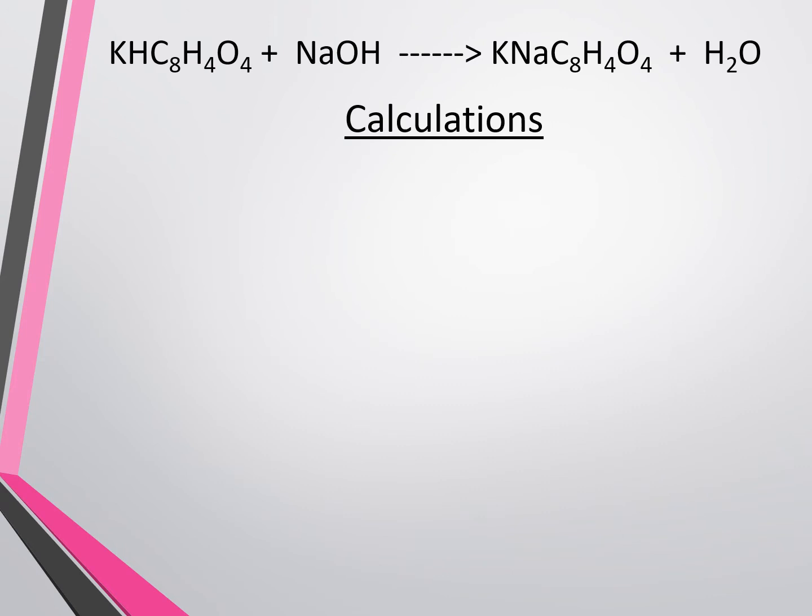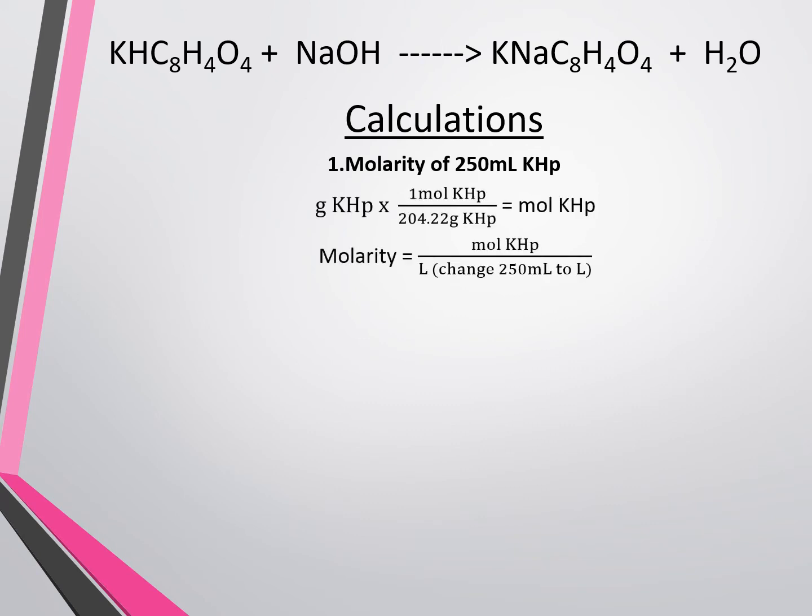So our calculations for this lab, first we'll find the molarity of our KHP solution. So we'll be making a 250 milliliter solution, and to find the molarity of it, we first find the moles based on how many grams we add. Then we can use those moles to find the molarity. So remember, with molarity, the units are liters on the bottom, moles per liter. So you have to change your volume to liters. And in this case, it's 250 milliliters. So change that to liters before you divide.